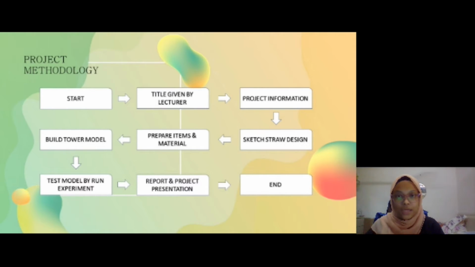After that, we sketched the straw design. After we did some brainstorming, we started the straw design using a raw sketch, and then we proceeded with the design that we decided on, so we proceeded to SolidWorks. After that, we prepared items and materials to build the tower model. After we built the tower model, we tested the model by running the experiment with added load. After that, we prepared the report and project presentation.